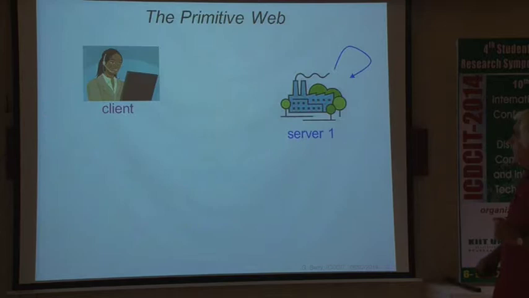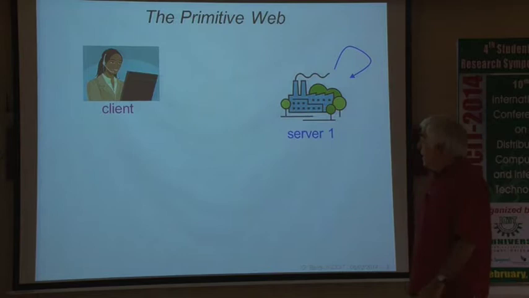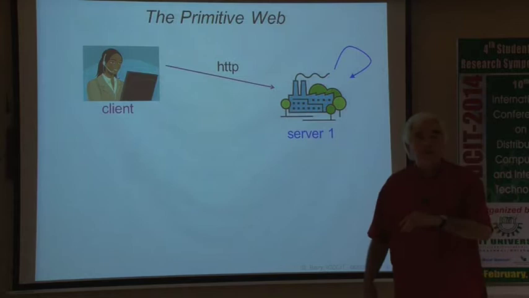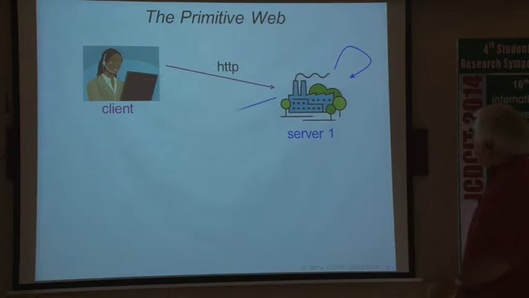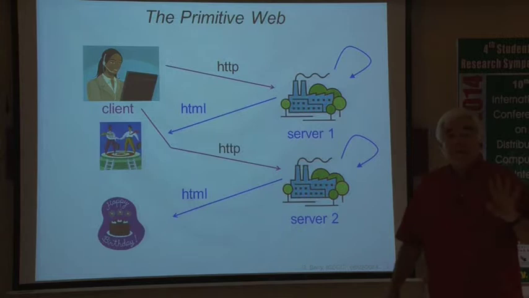So the initial web, the primitive web, was quite simple. You have clients, which will always be purple here, and servers, which will always be blue. And the idea was, using the HTTP transport protocol, you put a request to the server, and the server is just waiting for requests and responding. That's all that it does. And the server replies with an HTML page that you put on the screen. That was the web. And then you can go to another server, maybe, and get another page, completely independently. So that's the first way.